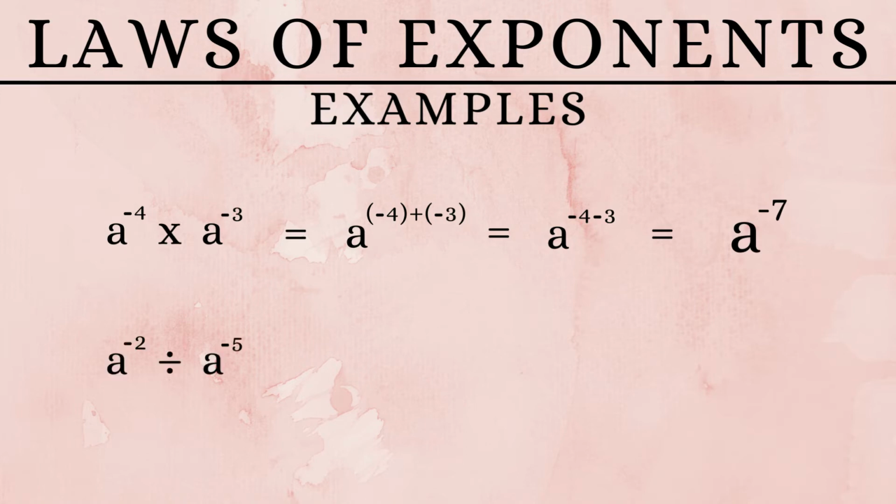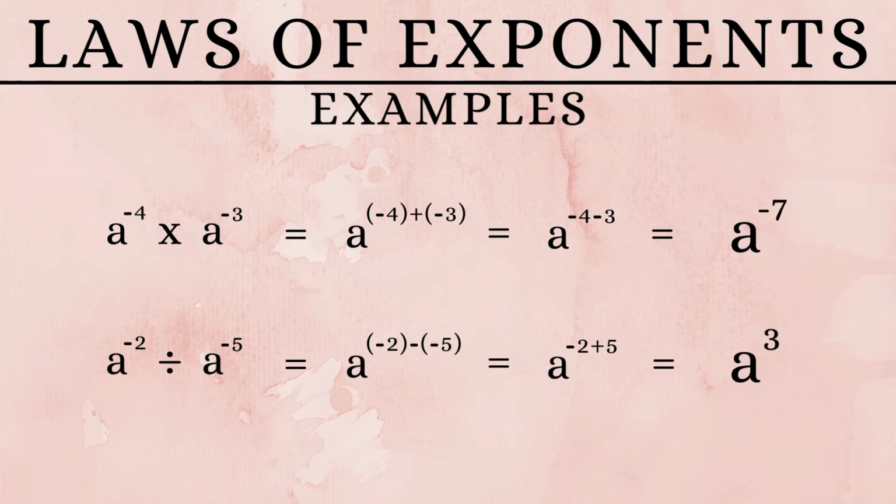Next example, a to the power of minus 2 divided by a to the power of minus 5. So here we subtract the exponents. a to the power of minus 2 minus minus 5, which becomes a to the power of minus 2 plus 5, or a to the power of 3.